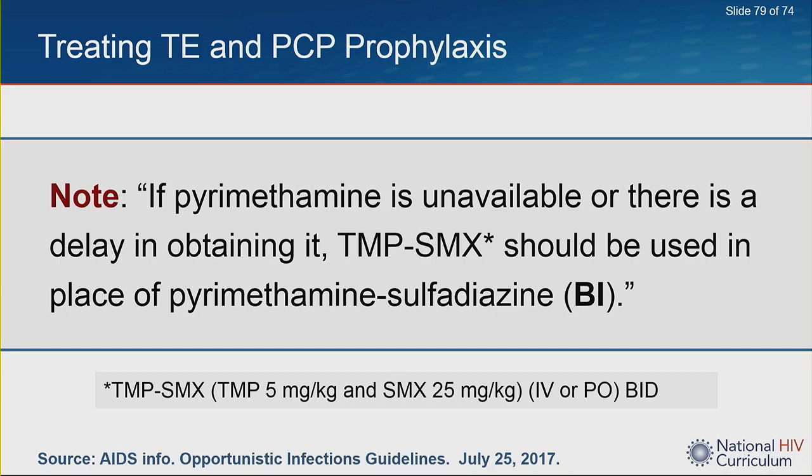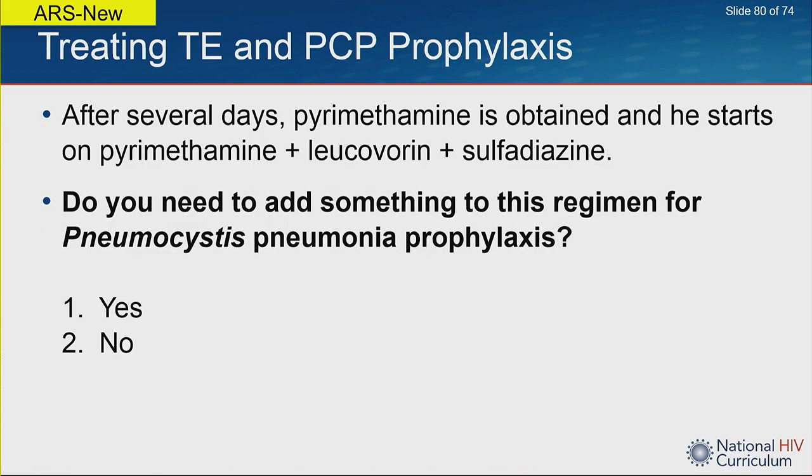So this is formally now in the guidelines, and they addressed it because of all the problems people are having getting pyrimethamine. If pyrimethamine is unavailable or there's a delay in obtaining it, Trimsulfa should be used. So that is at least a good stopgap. But again, people should be aware that there is this other pharmacy, and you can look at it online. You can order it. I got an email back from them confirming they do have it available. It used to be that you could only get it if your clients were through Express Scripts, but my understanding now from the email is that it is available for people.